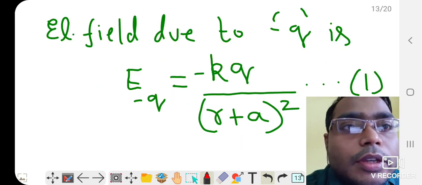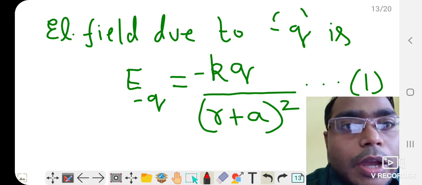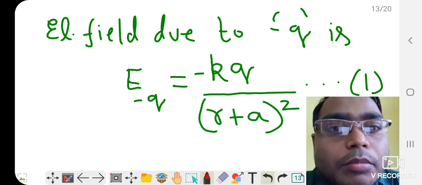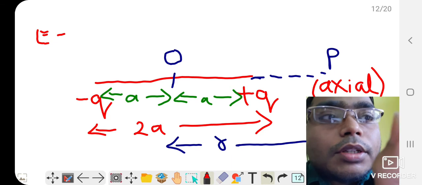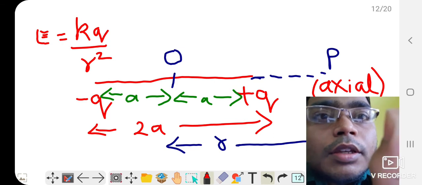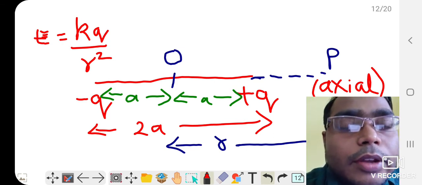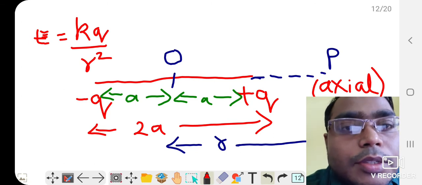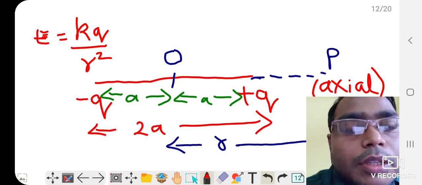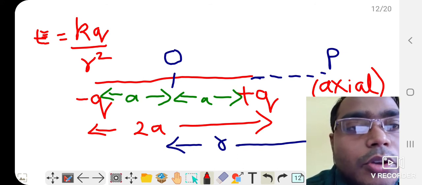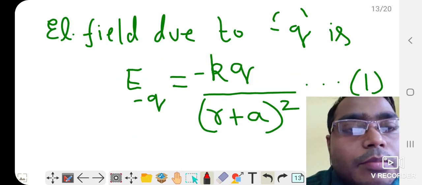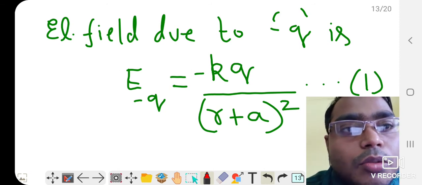So let us calculate the electric field at the point P due to both the charges minus q and plus q. The electric field due to the charge minus q is given by minus kq divided by (r plus a) whole square, because you know that the electric field expression is kq divided by r square. We are finding the electric field at the point P. As you can see in the diagram, the distance between the charge minus q and the point P is r plus a. So the electric field will be written as minus kq divided by (r plus a) whole square.